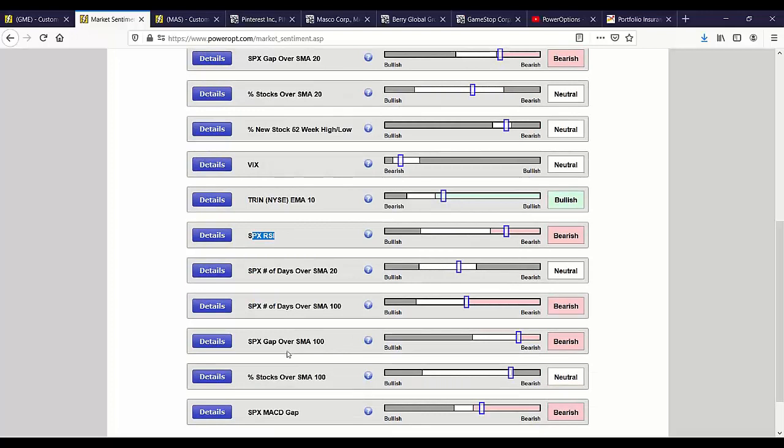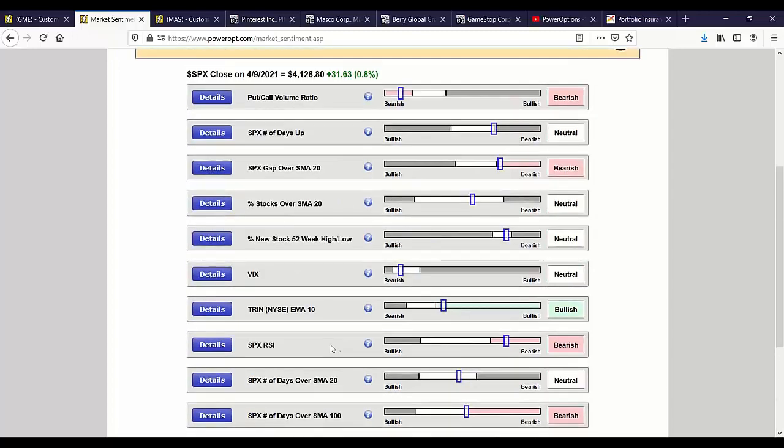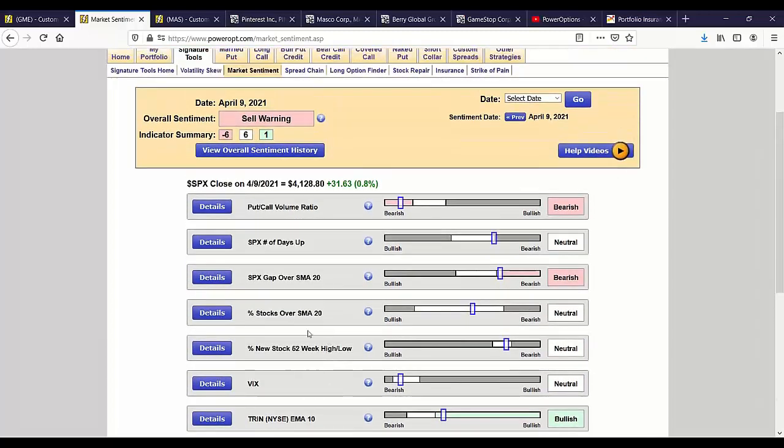So we've had this long run, and these things for SPX MACD gap, stocks over SMA 100, SPX gap over SMA 100, they're leaning towards the bearish because it's been on a strong run. But we're still seeing some neutrals, and we're still seeing some bullish as well. Now, what do these sliders mean?